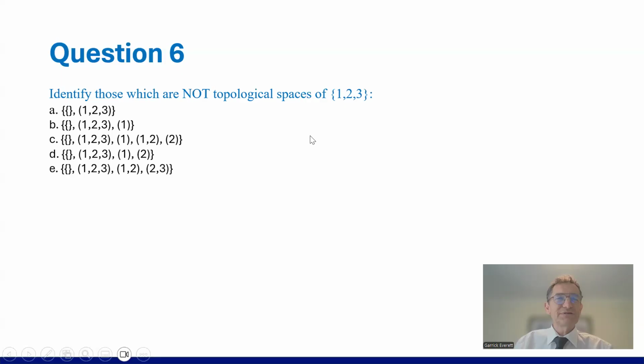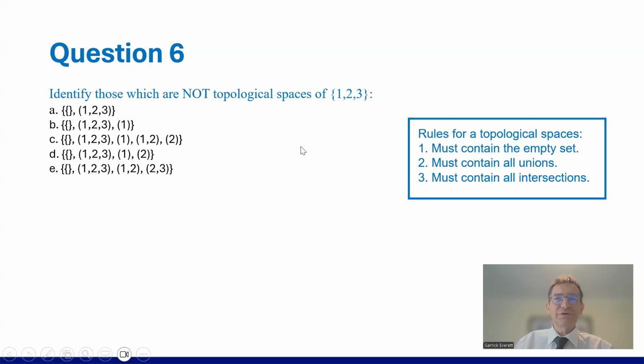So topological spaces, again, what are our rules? Our rules are must contain the empty set. Look at that. Must contain all unions, must contain all intersections. So we want to find the ones that are not topological spaces. So this has got the empty set in 1, 2, 3. Well, it does contain the empty set. All unions, well, 1, 2, 3 union with 1, 2, 3 is still 1, 2, 3. All intersections, well, that's itself. So this is the simplest topological space: 1, 2, 3, and the empty set.